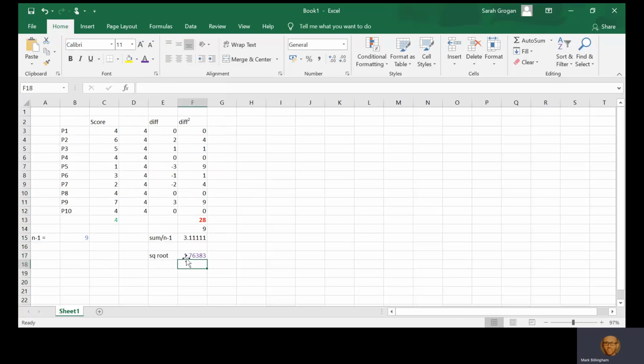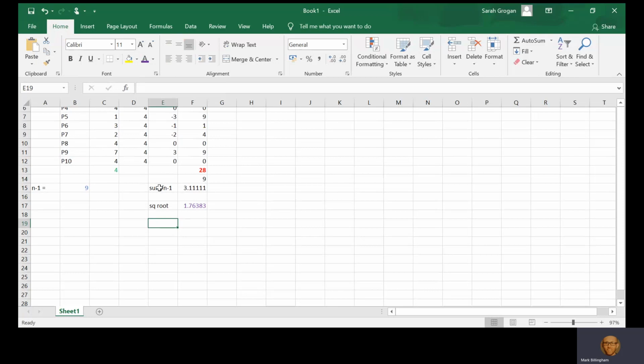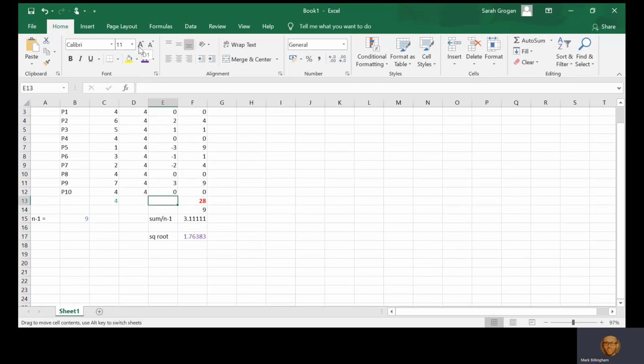Now that square root, okay, is actually also the standard deviation. Okay, so for right here, standard deviation. What I'm going to do, I'm just going to take it to 2 decimal places. So 1.76. And we'll highlight that. So we've worked out the standard deviation.